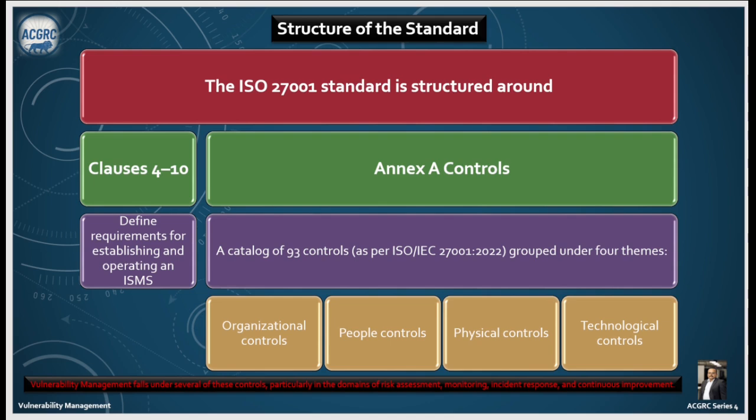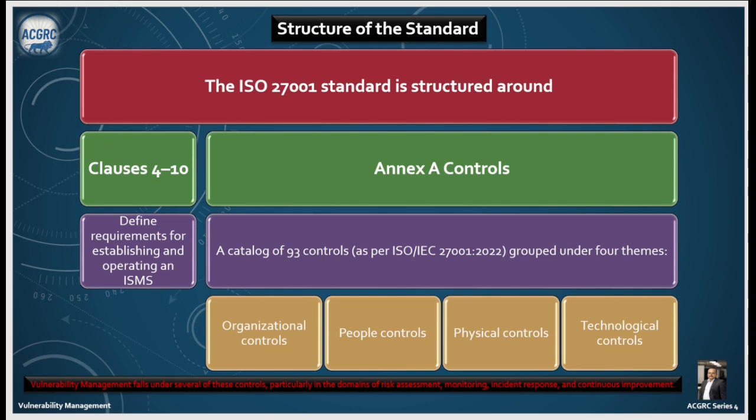So now let's break down the structure into simple parts. The main sections are the mandatory parts of the standard. Every organization must follow them to be ISO 27001 certified. The first one is clause 4, which is context of the organization. It means understand your business, what needs protection, and who is involved. Clause 5 is leadership. Senior management must lead and support the security effort. Clause 6 is planning. It's about identifying the risk, setting goals, and deciding how to deal with threats.